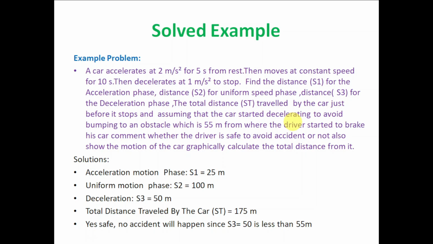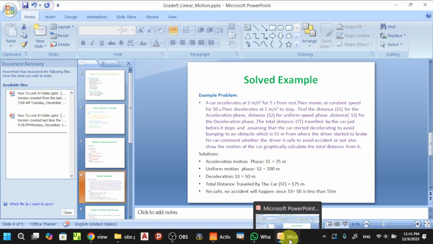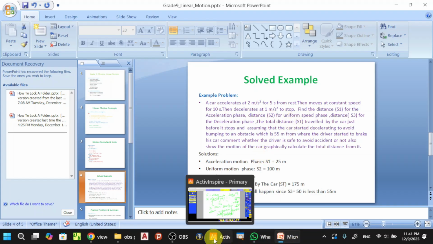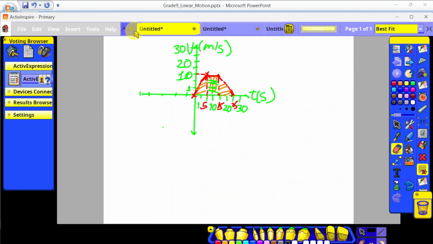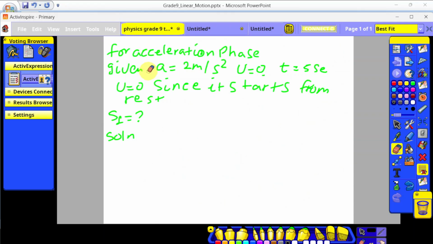Let's go ahead and solve the problem. Okay, for the acceleration phase, given acceleration is equal to 2 meters per second squared, initial speed is equal to 0 because the car started from rest, time is equal to 5 seconds. Then S1, initial speed is 0 since it started from rest. S1 is equal to what? Distance.